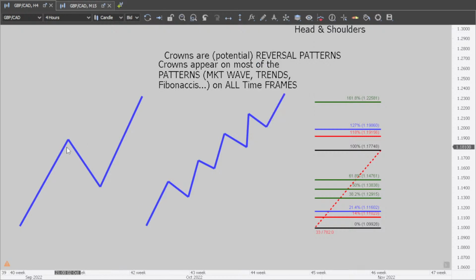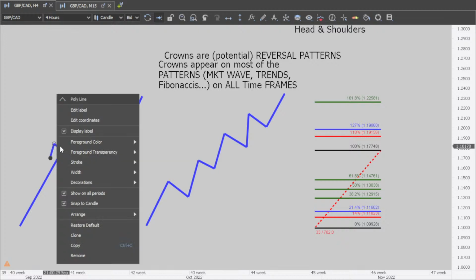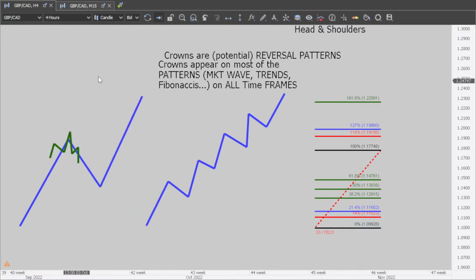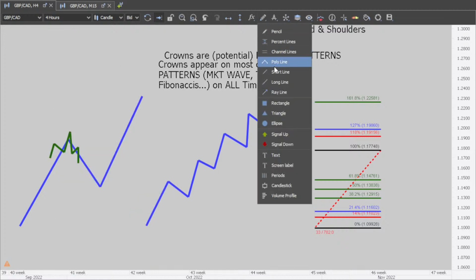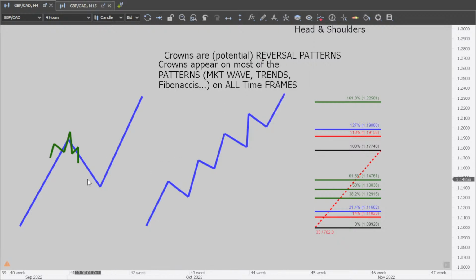So in a market wave, when the retracement is going to start, you are going to see a crown. Exactly, very good. And when the retracement is over and the new extension is going to start, you are going to see a crown reversal. Exactly, very good.